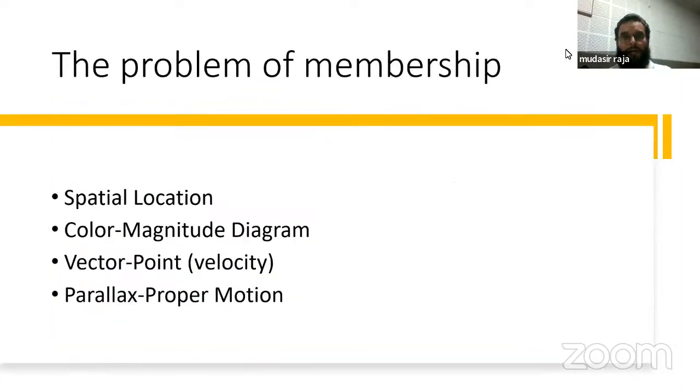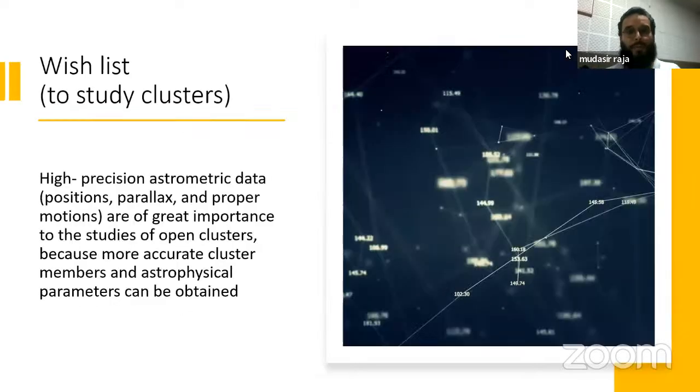neighborhood clusters. Membership determination is a very important and crucial problem in star clusters. Earlier, we used to use spatial location, then we used the color magnitude diagram to study it. But now we can use vector point diagrams, velocity, as well as parallax and proper motions to study this problem.